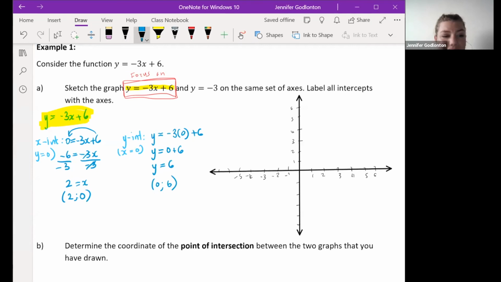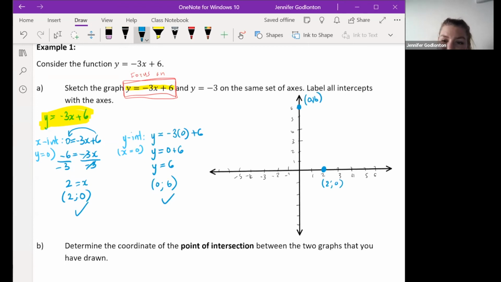So my x-intercept is going to be (2, 0). That's this point over here. I'm going to draw it in and write my coordinates, 2 and 0. My y-intercept is (0, 6). I'm going to write in my coordinates, and I've done that one.